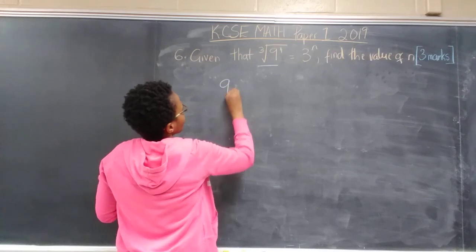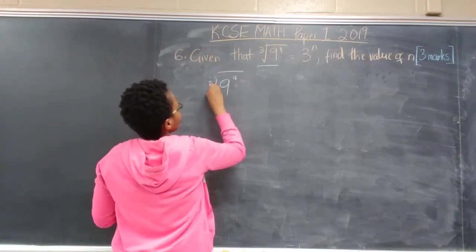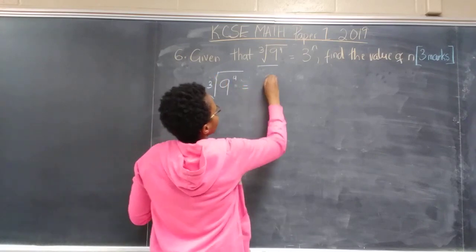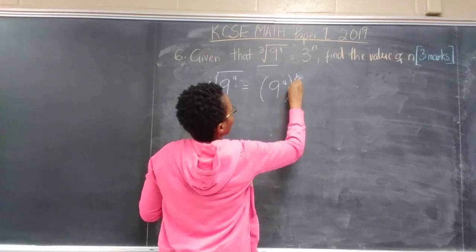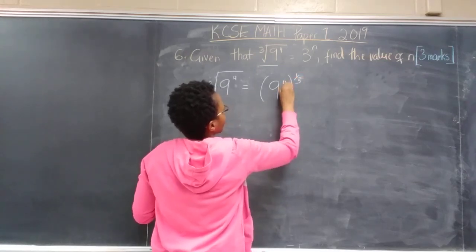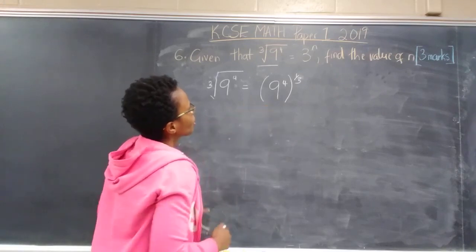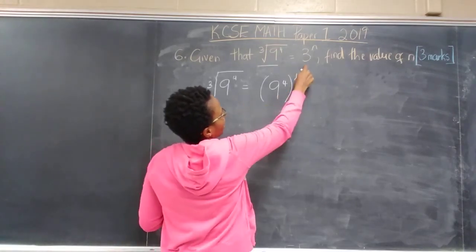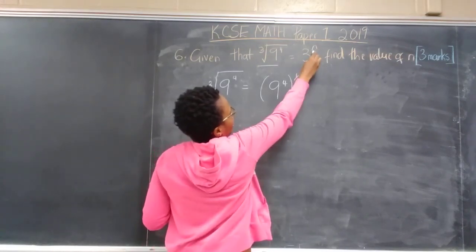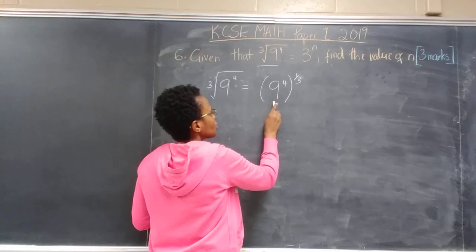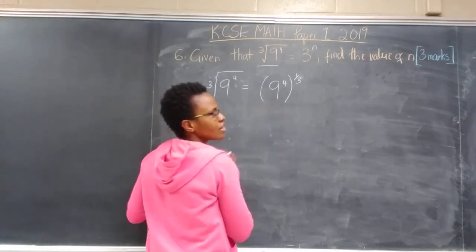I'll just erase this and rewrite that. So we have the cube root of 9 to the power of 4 being the same as 9 to the power of 4, all to the power of 1 over 3. Simple. Great. Now that we have that, we need to express our final answer as 3 to the power n. So is there a way that we can change this into a form that has 3 in it?